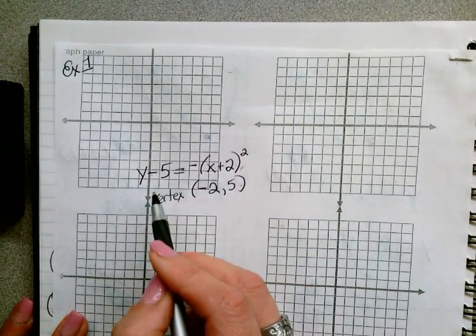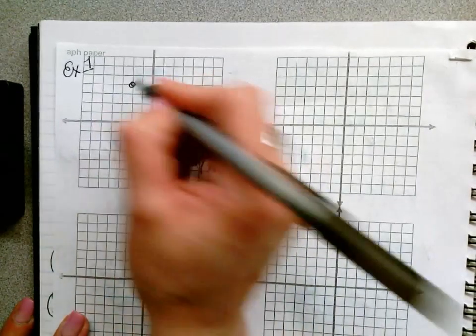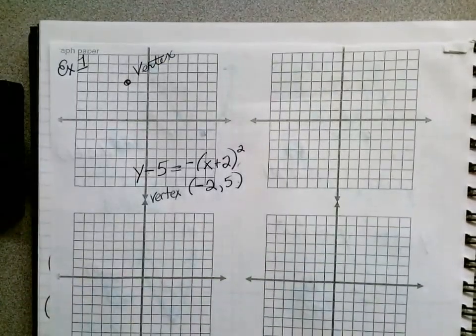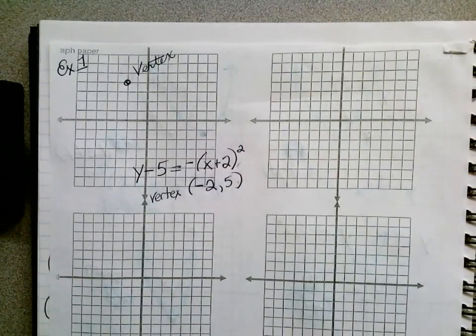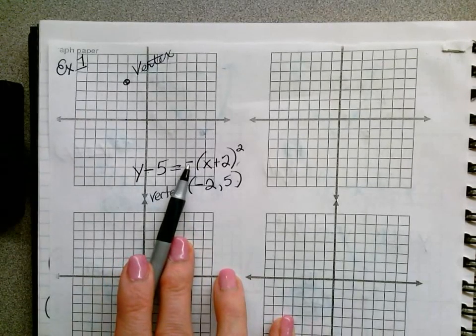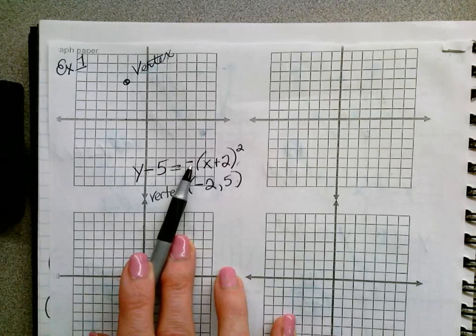Over negative 2, up 5. Negative 2, up 5. That is your vertex. The x and the h value is your vertex. Now, is it going to open up or down? Based on the coefficient, we know it opens down, because if the a value is negative, it opens down.